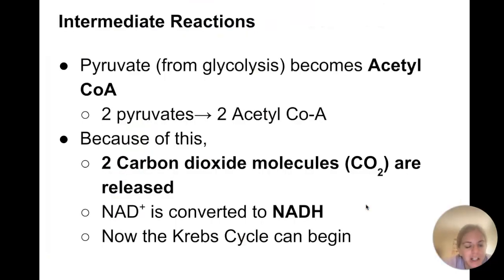So in the intermediate reaction, this is what happens in word form. Pyruvate from glycolysis gets turned into acetyl-CoA. And remember, we started with 2 pyruvates, and they therefore make 2 acetyl-CoAs, one from one pyruvate and one from the other. Because of this, since we're losing a carbon, that carbon molecule gets released as carbon dioxide. And since there's 2 pyruvates, 2 acetyl-CoAs, that releases 2 molecules of carbon dioxide. We also get that release of NADH, and now the Krebs cycle can begin because we're able to be inside the mitochondria. So this is the word form.